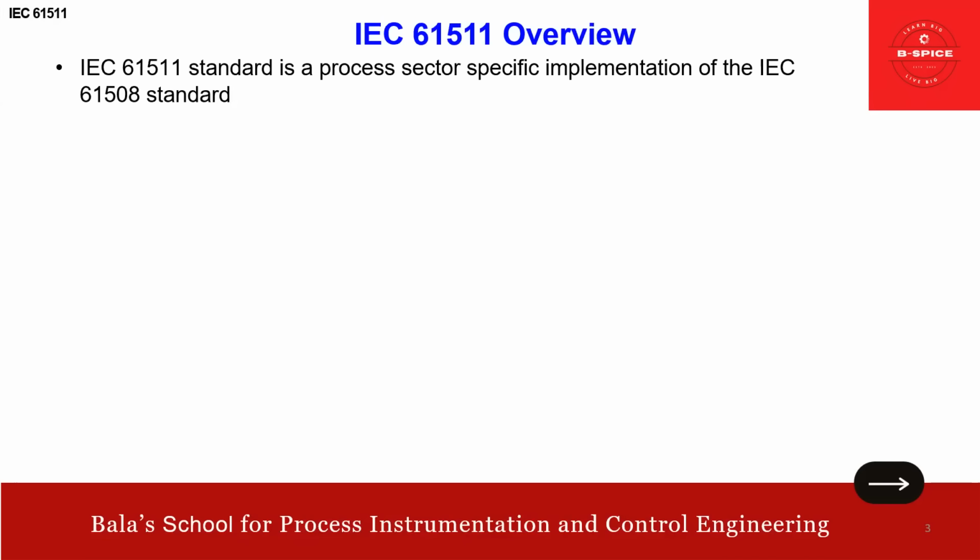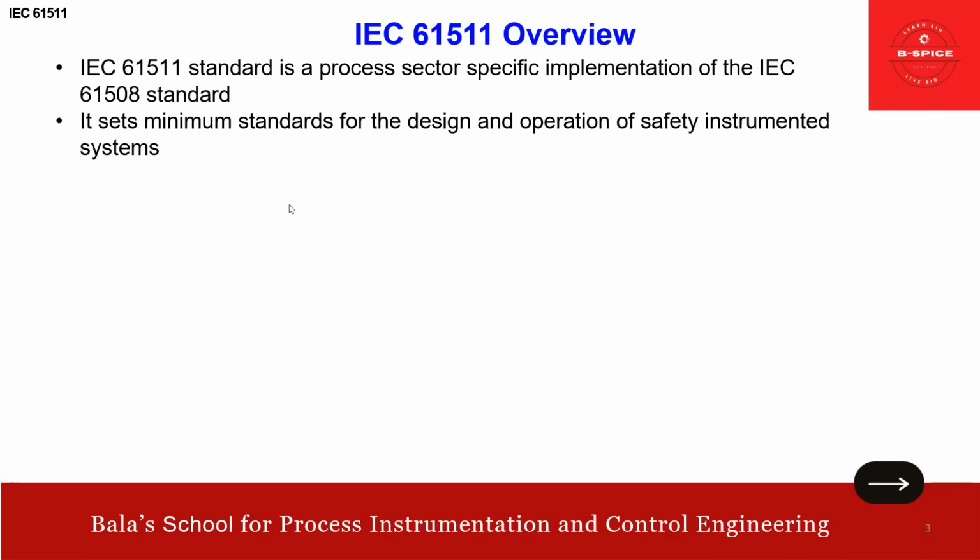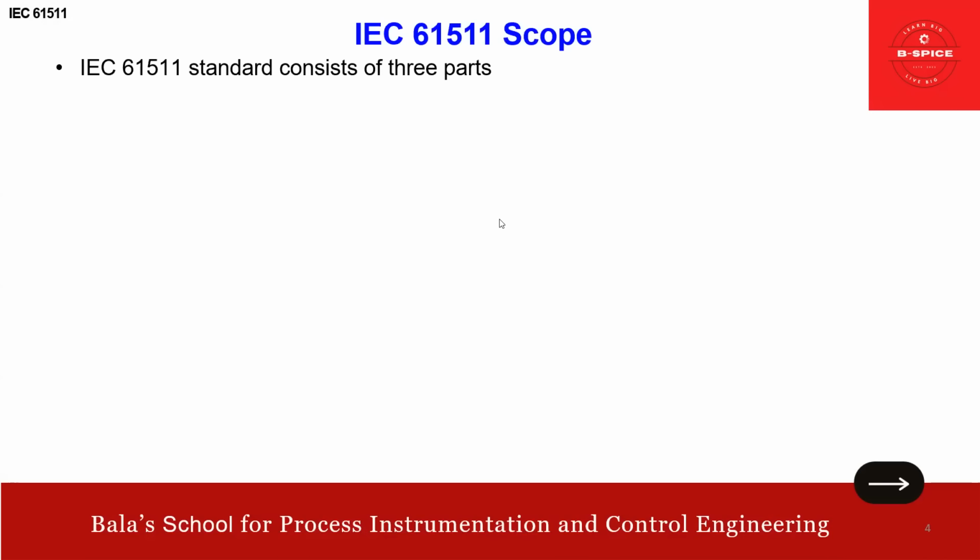Overview. As we know, the IEC 61511 standard is the process sector specific implementation of the IEC 61508 standard. IEC 61508 was developed for the vendors, and this one is for the end user. Basically, IEC 61511 sets minimum standards for the design and operation of safety instrumented systems. So this is about the overview. Then we talk about the scope.